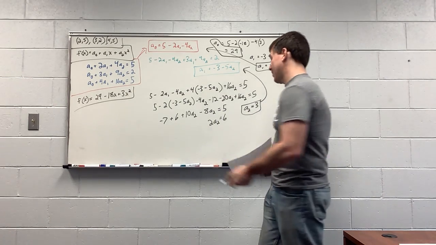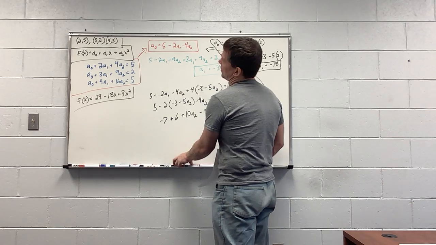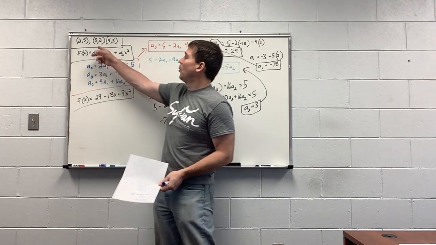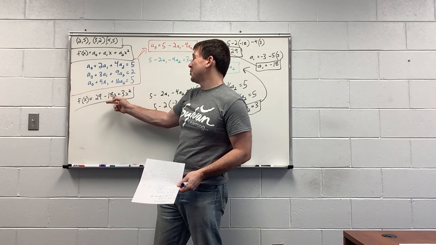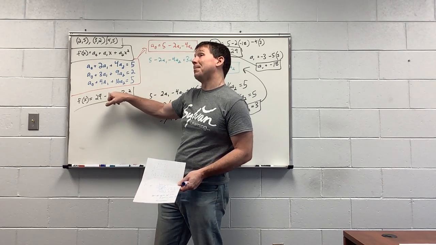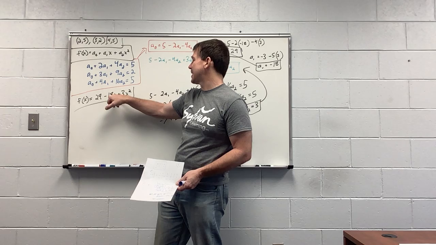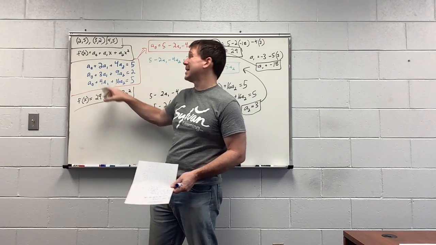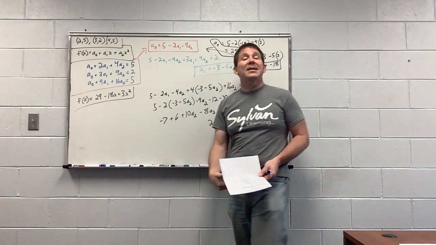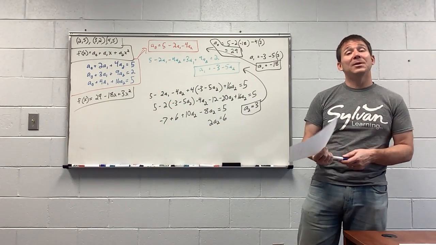And if you want to check really quickly, I'm not going to take the time to do it, but you can just plug in the points and see if they work. If you plug in 2, 18 times 2 is 36, 29 minus 36 is negative 7, 2 squared is 4, 4 times 3 is 12, 12 minus 7 is 5. You get that point. You can check the other two and you'll see that they work.